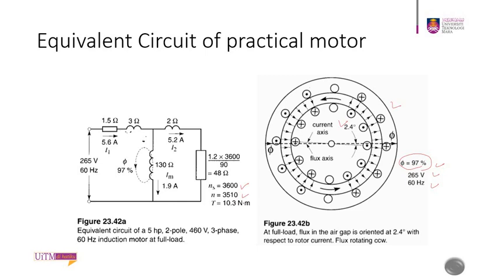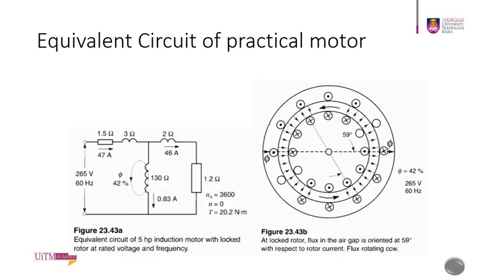If we change a little bit on the parameters, this is during a lock rotor condition. You can see that your rotor speed is 0, and the synchronous speed is normal. The flux is at 42%, and you see a huge distortion of up to 59 degrees. So at the lock rotor condition, the flux in the air gap is oriented at 59 degrees with respect to the rotor current. That is one of the examples.